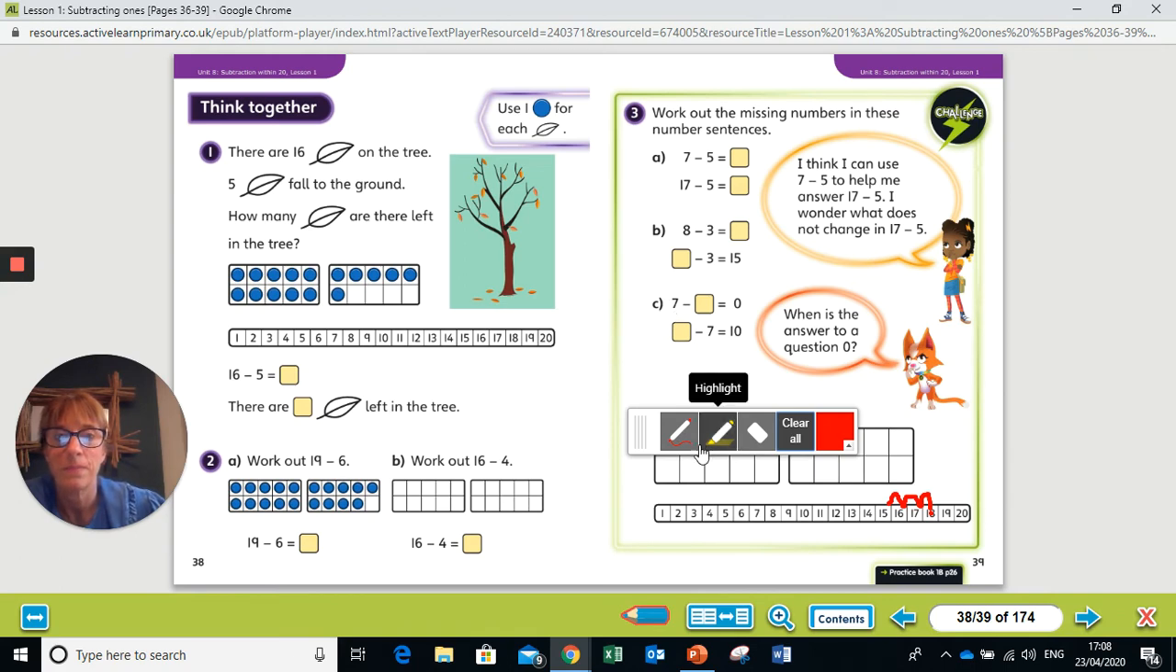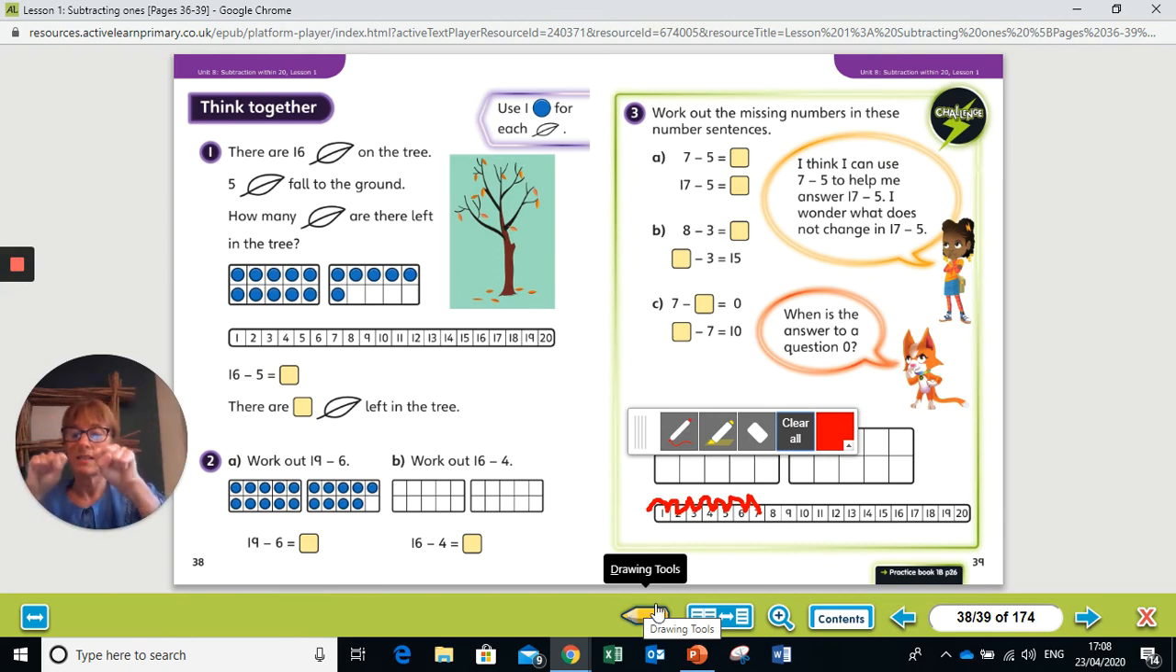Let's look at this one. 7 take away something is 0. So I'm starting at 7. I don't know what I'm taking away here, but the answer is 0. So I have to get to 0. So I can use my number track and I start at 7 and I count all the way back till I get to 0. And I've got to count how many jumps. 1, 2, 3, 4, 5, 6. To get to 0, there's 0. 7.